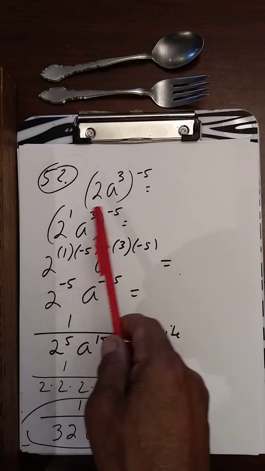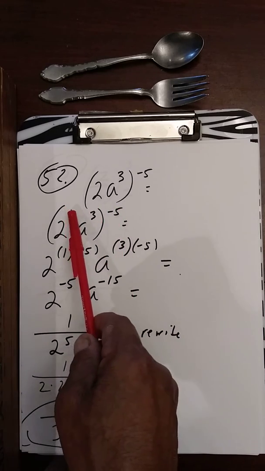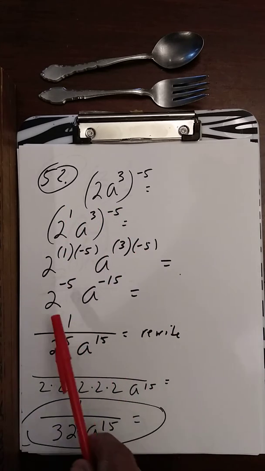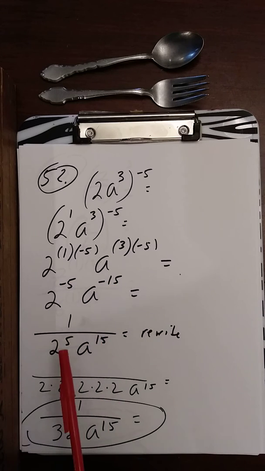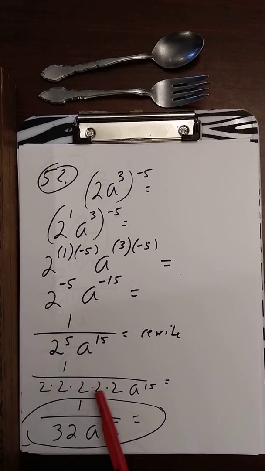Same thing, put a 1 power there, multiply the powers in there. Negative 1, 5 times that, negative 5 times that. 2 to the negative 5, 8 to the negative 15. Rewrite it, 1 over these, 2 to the 5, 8 to the 15. 2 times 2 times 2 times 2 times 2 is going to be 32. 8 to the 15 is done.